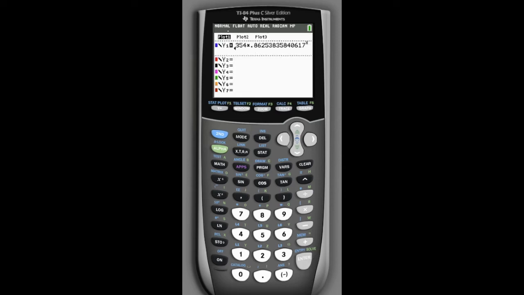You'll notice up here that the plot 1 is highlighted. That's because the plot 1 is still turned on. And actually, I'm okay with that. I want it to look like that. Because now that I've got the regression equation in Y1, if I simply press zoom and then number 9 for zoom statistics, it's going to give me window settings that match the data that I just entered in there. Okay, and so there we go.